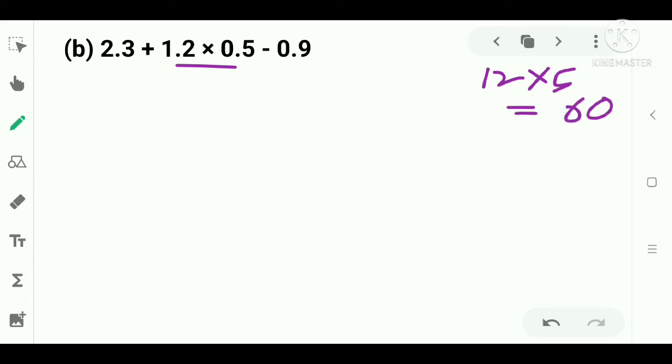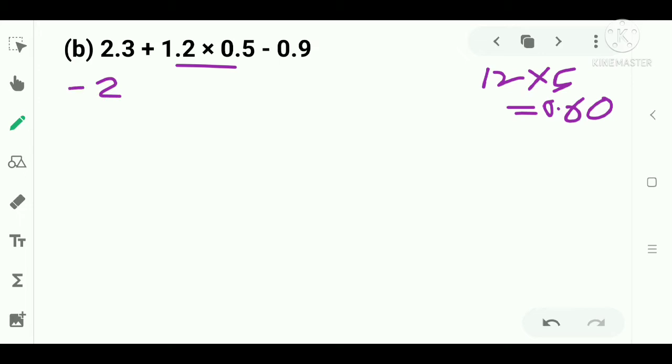But students, these are decimal numbers, so we have to apply the decimal. Now count here after the point: 1 decimal digit. After the point there is 1 digit, and here also after the point 1 digit. So it means 1 plus 1, 2 digits. So from the right side, after 2 digits we have to apply the point. So here we will write the point, and before the point we can write 0. 0.60. So the product is 0.60.